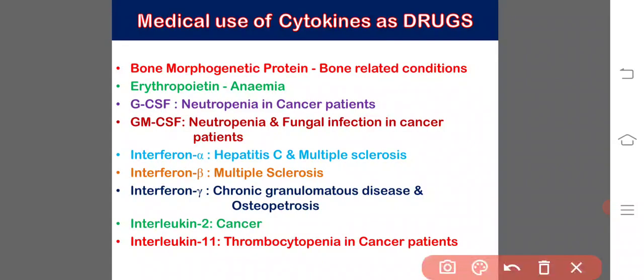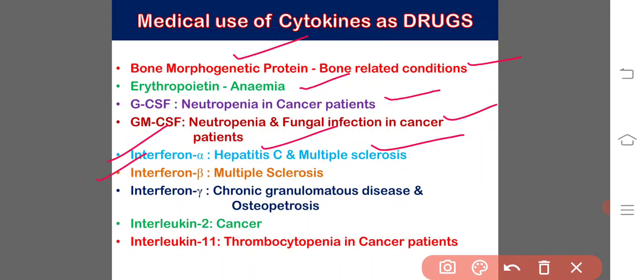Bone morphogenetic protein, BMP, it is used to treat bone related conditions. Erythropoietin, EPO, used in treatment of anemia. G-CSF, the colony stimulating factor, used to treat neutropenia in cancer patients. GM-CSF, neutropenia and fungal infection in cancer patients. Interferon alpha, used to treat hepatitis C and multiple sclerosis. Interferon beta, to treat multiple sclerosis. Interferon gamma, to treat chronic granulomatous disease and osteopetrosis.